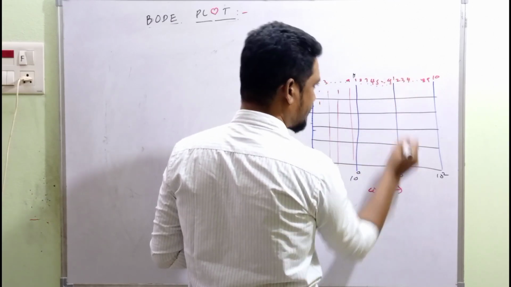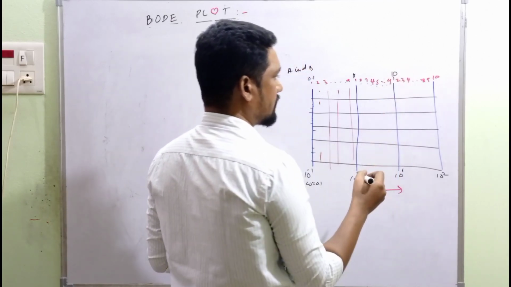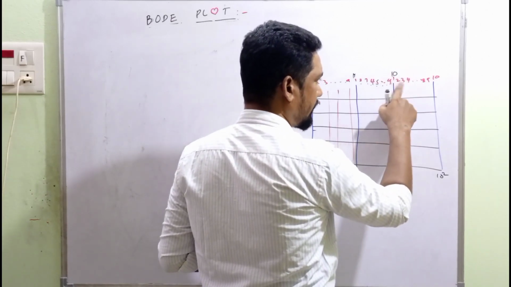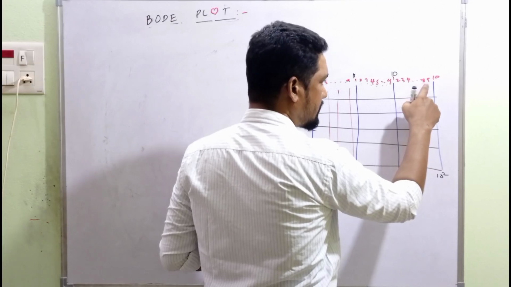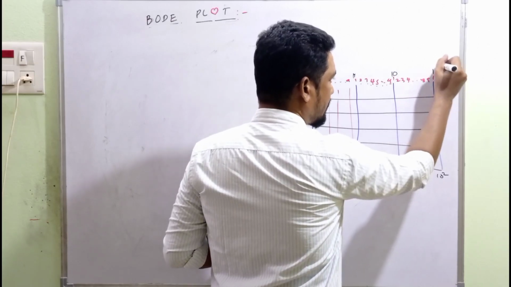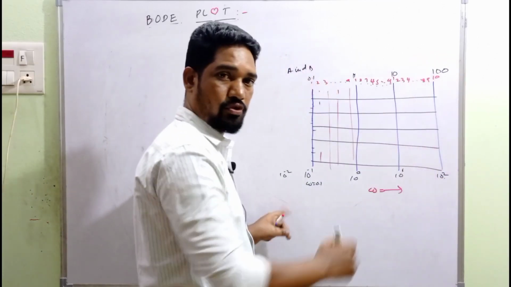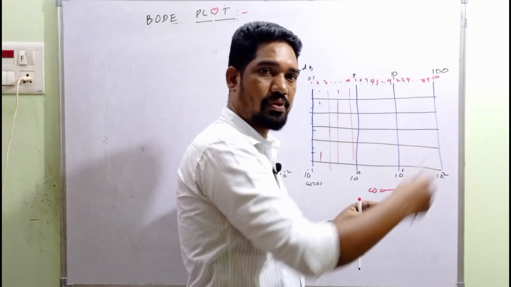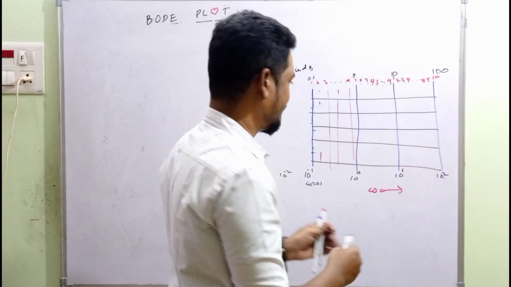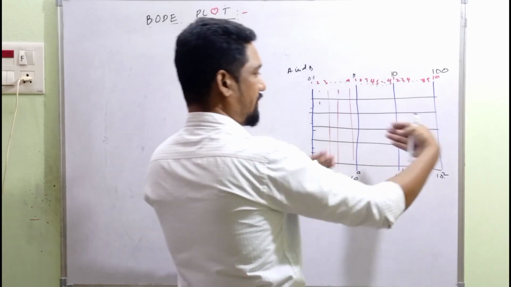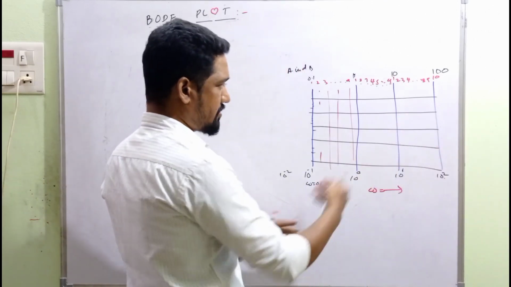See, 10¹ is 10, right? If this is 10, this will be 20, 30, 40 ... 80, 90, 100. This should be 100. Check that. 10 squared is 100. So next comes 1000. Next comes 10,000. Check it, if we have a graph over there. This is how we divide the graph.